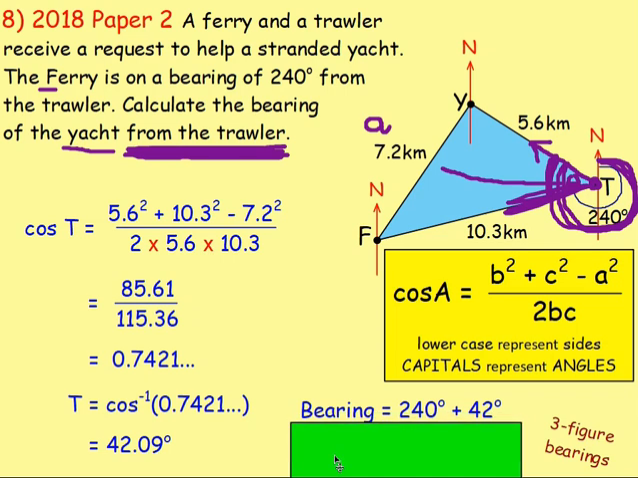We are told that, and all we have to do is add on the 42.09. But you can just write it as 42 because it's bearings, and bearings are 3-figure bearings, which is just whole numbers. So we don't really need the 0.09, so we're just adding on the 42. That means the bearing is going to be 282 degrees. That will be your answer.